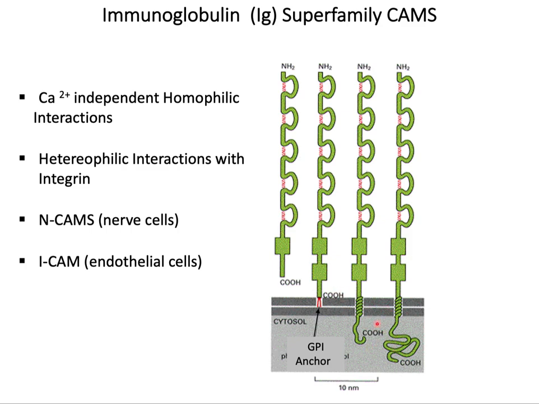Next to that is a transmembrane Ig superfamily CAM, which has a very short cytoplasmic domain. Some of these Ig superfamily CAMs can interact with the membrane through a GPI anchor, and actually some of these are released in the extracellular matrix space and actually become part of the extracellular matrix.